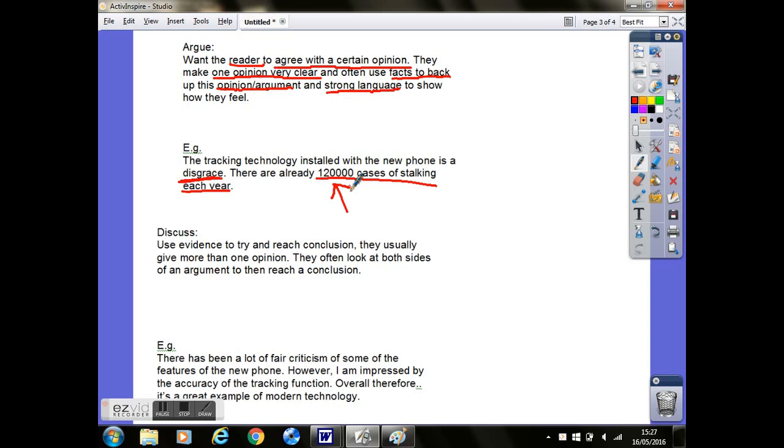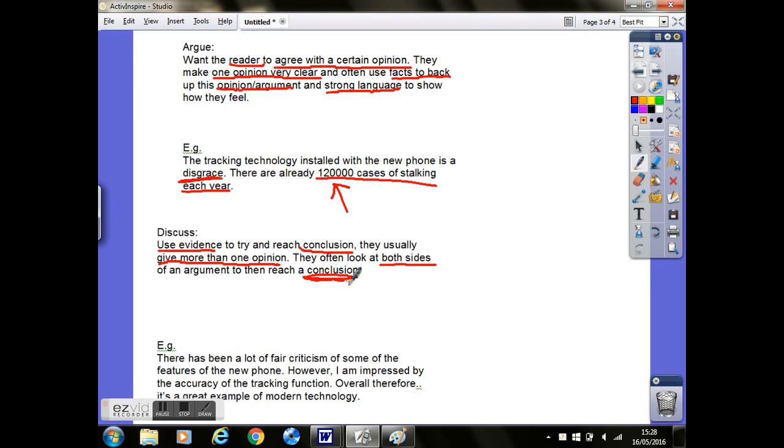And the next one we've got is to discuss. So this one will use evidence to try and reach a conclusion. They usually give more than one opinion, so they'll look at both sides of an argument and then come up with a conclusion. So it's a lot more balanced straight away. So use evidence to reach a conclusion, give more than one opinion on the topic. They're looking at both sides and then trying to reach a balanced conclusion.